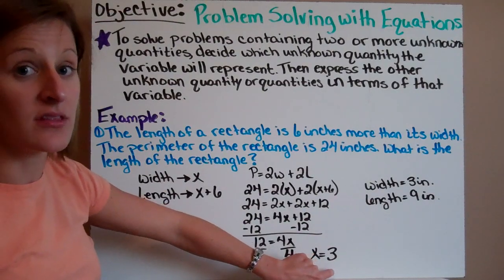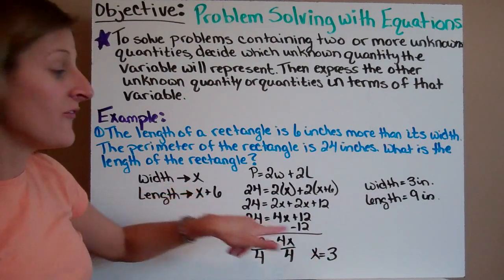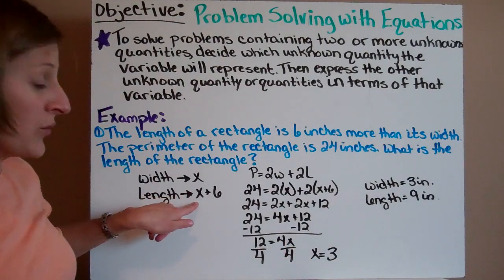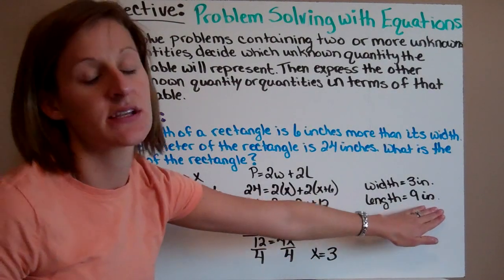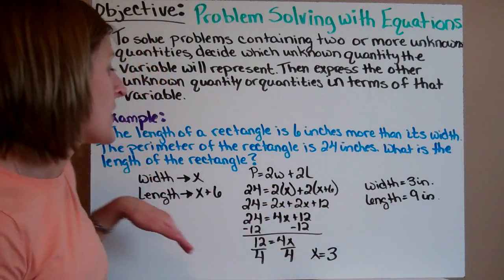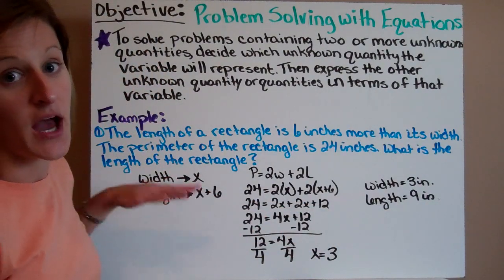Now 3 is not our length. 3 was our width. So to find my length, I do 3 plus 6, and that's what's going to give me my length of 9. And that's what it's asking for, remember, and not width.